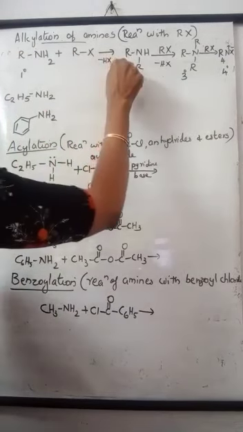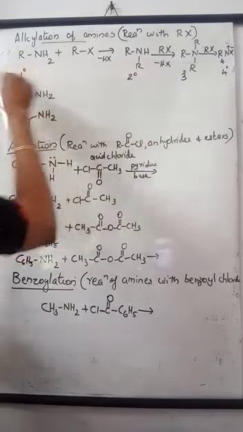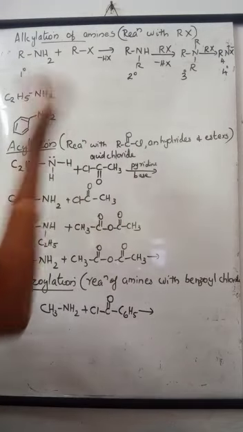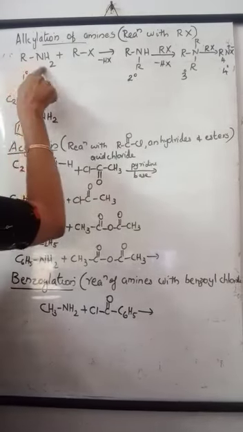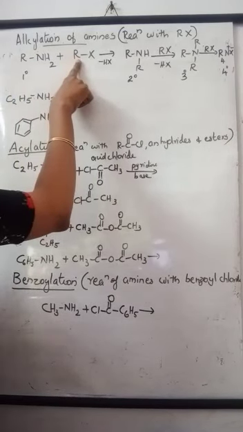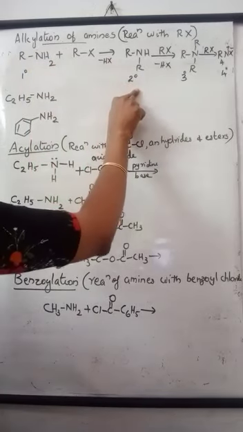So we get the compound RNHR, that is a secondary amine. A primary amine, when reacting with an alkyl halide, gives a secondary amine. Or this can also be considered as alkylation of amine. In amine, the hydrogen atom of amine is replaced by an alkyl group. One hydrogen replaced by an alkyl group, that is secondary amine.